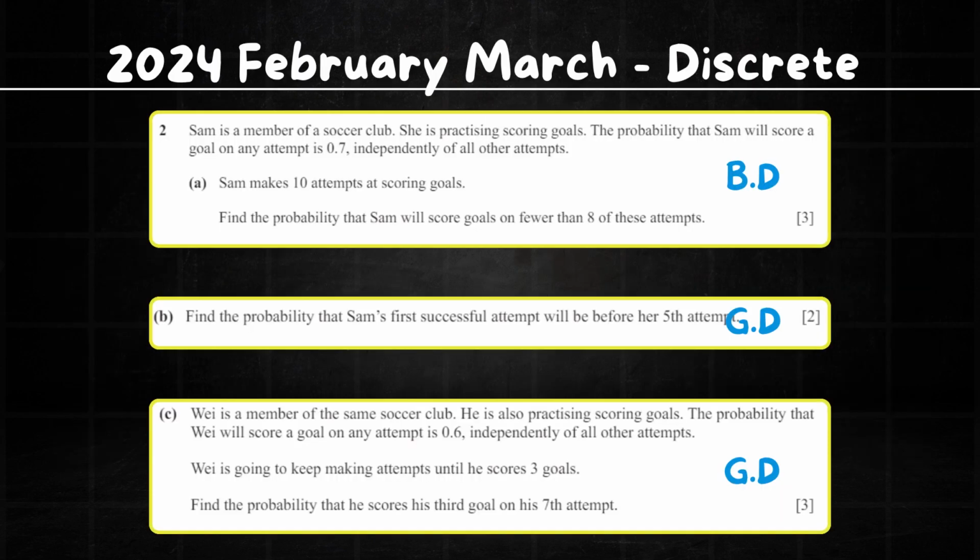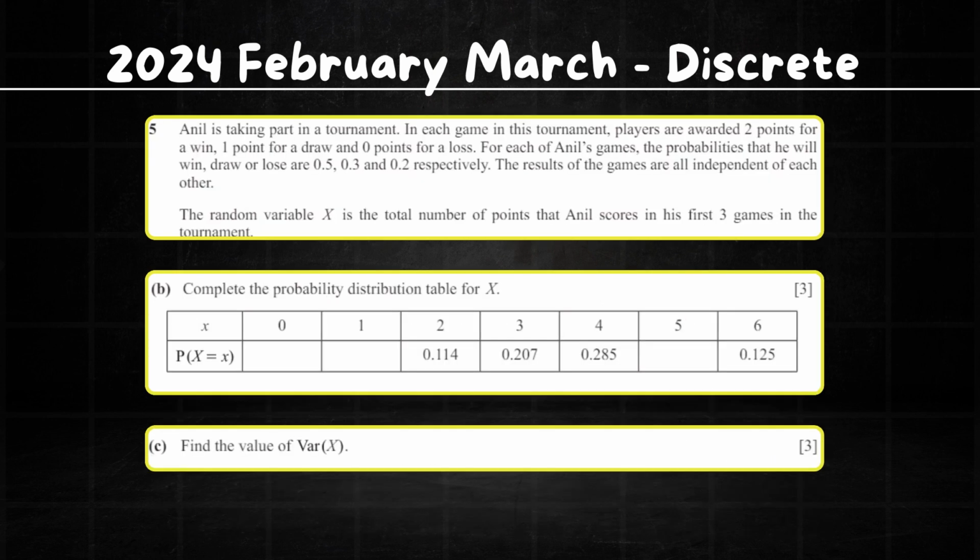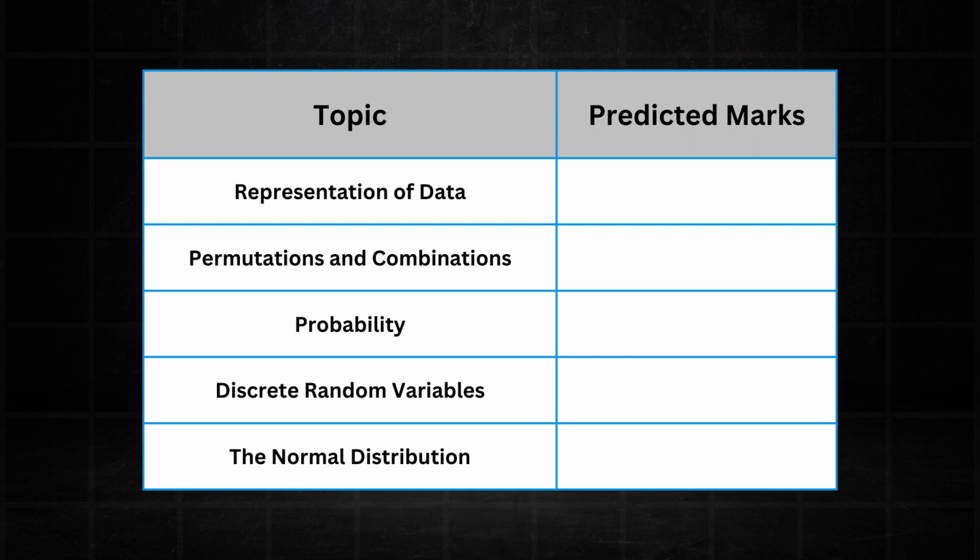With 3 marks worth of binomial distribution, 5 marks worth of geometric distribution, and finally 6 marks worth of the probability distribution table. The marks for the probability distribution table and the geometric distribution were a bit higher than usual, so I suspect these will drop down slightly in the May-June series, so this topic should average around 12 marks per paper.